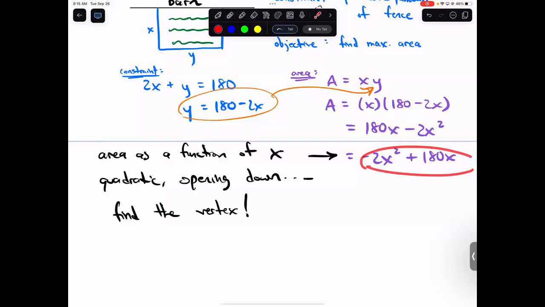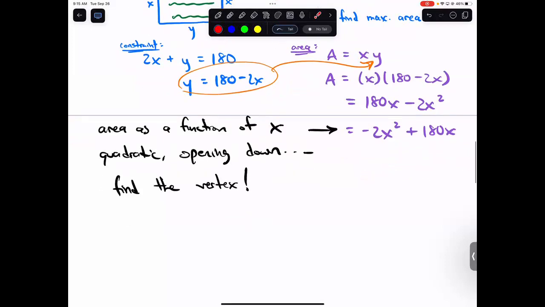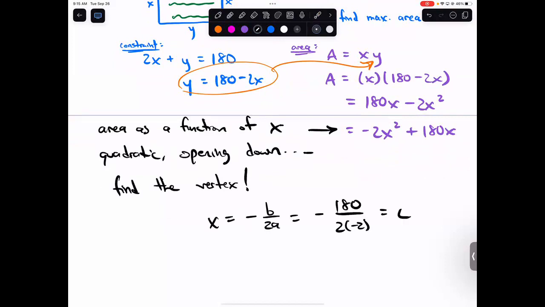Again, this thing is in standard form. I've got a is -2 and b is 180. So x equals negative b over 2a, and that's 45. And does that answer the question?